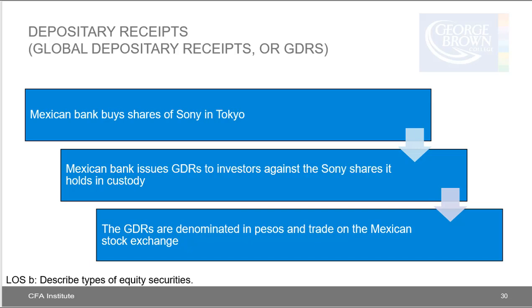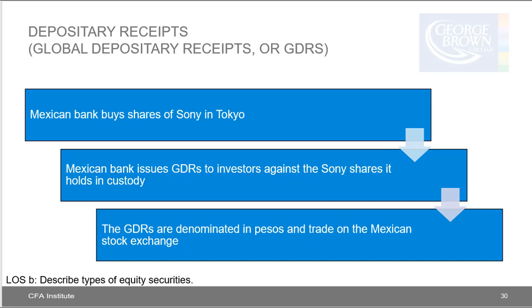Depository receipts are not issued by the company and do not raise capital for the company, but rather they are issued by financial institutions. So that's very important to understand, that depository receipts are not issued by the company and do not raise capital. They're issued by financial institutions. So they run through an example here. For example, Mexican investors may wish to invest in the stock of Sony, which is a Japanese company. But Sony stock is not listed on the Mexican stock exchange. Buying Sony stock on the Tokyo Stock Exchange is expensive and rather inconvenient.